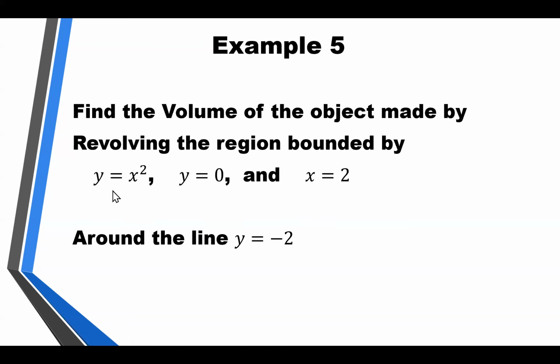We're going to take the region bounded by y equals x squared, y equals 0, that's the x-axis, and x equals 2, that same region we just drew. And instead of revolving it around a line that hits the region, we want to revolve it around the line y equals -2. Again, that was what I had drawn in my picture. Now, once again, I'm going to draw this in 2 dimensions as well, and then we'll solve this.